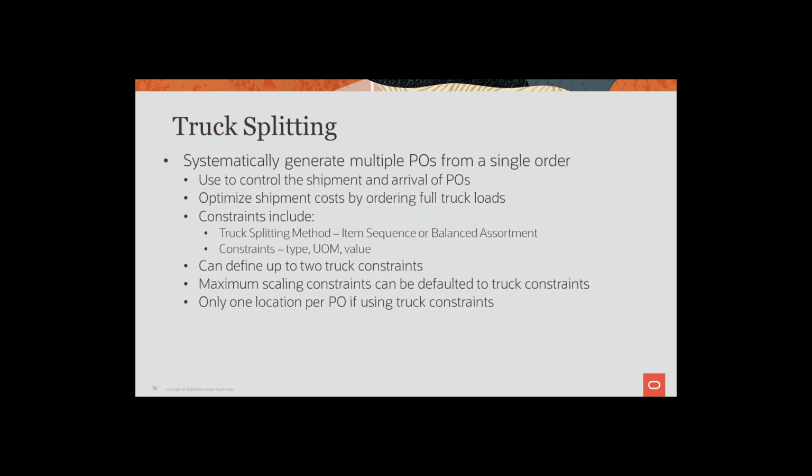Constraint type can be set to mass, volume, case, etc. UOM defines the unit of measurement for the type, and the value indicates the size of the constraint. Up to two truck constraints can be defined. Also, maximal scaling constraints can be defaulted to the truck constraints. Finally, note that when the PO constraints are enabled, only one location can be added to a PO.